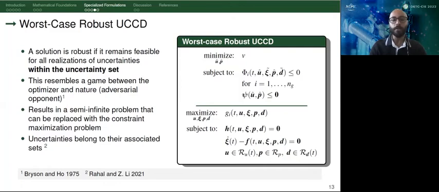You can see this constraint maximization problem on the right side, and the worst case robust UCCD formulation results in a nested structure. Notice that the optimizer makes a decision in the outermost loop, and then in the inner loop, the adversarial opponent makes a decision to perturb and violate constraints as largely as possible. However, this opponent is limited in its actions to satisfying the laws of physics, dynamic equations, and the uncertainty sets.